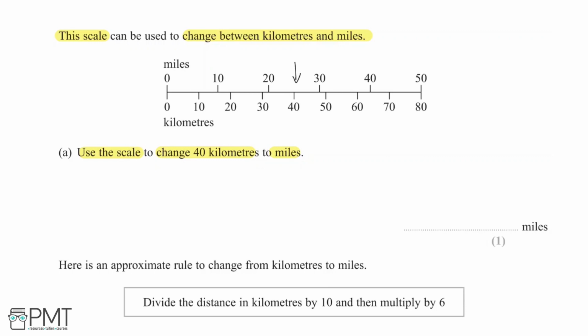And that is approximately in between 20 and 30. So it's pretty safe to say we can assume it's 25 miles, as a pretty good approximation. So this part is worth 1 mark, and you get 1 mark for a correct answer of 25. You can have any answer between 24 and 26.